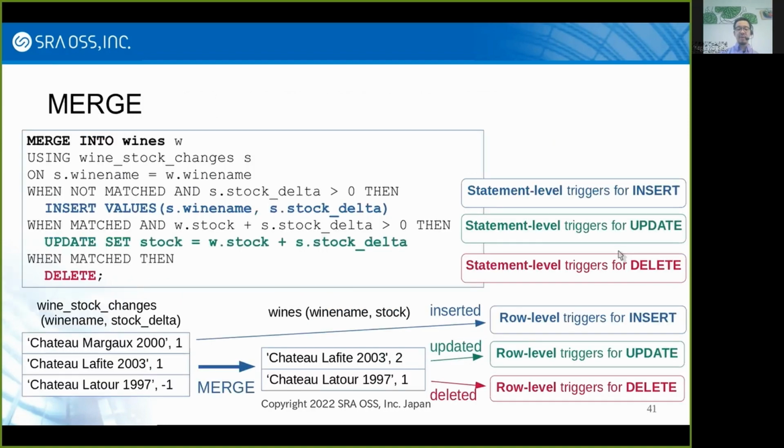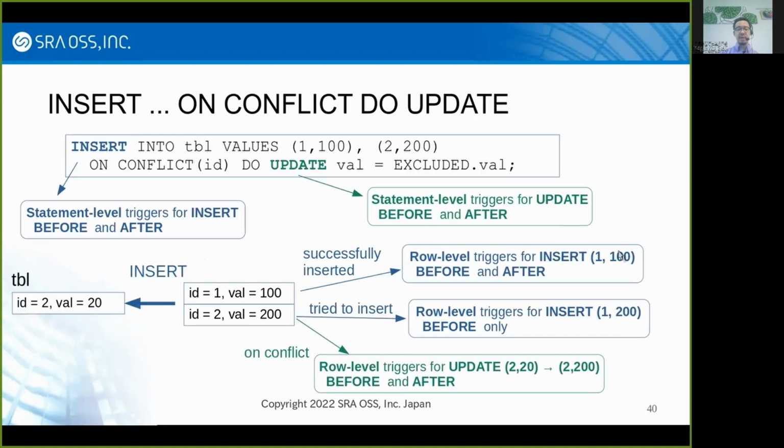However, when some row is tried to be inserted but cannot be inserted due to the conflict, only the row level trigger for insert is executed, but only for before. That trigger is executed only before insert.